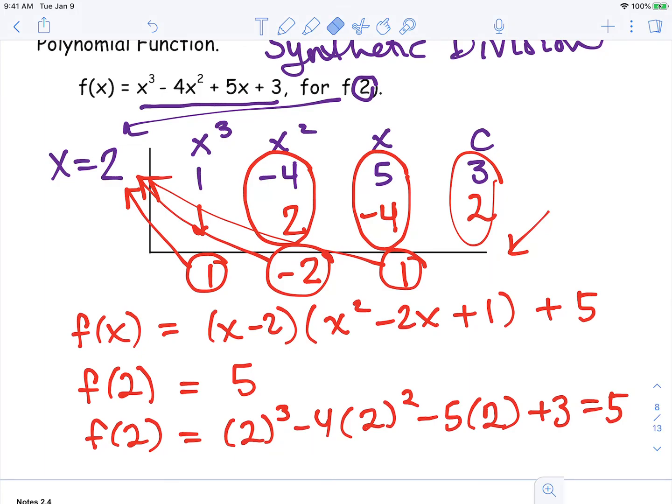So this is the important piece you need to know. Oops, I was trying to highlight there. We need that number right there for evaluating the function. So what is the function evaluated at f of 2? It equals 5. So your answer is in the yellow here.